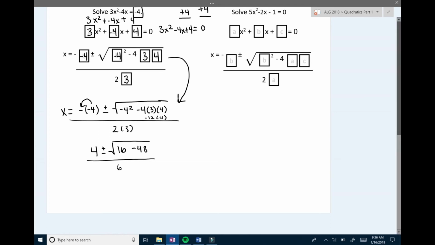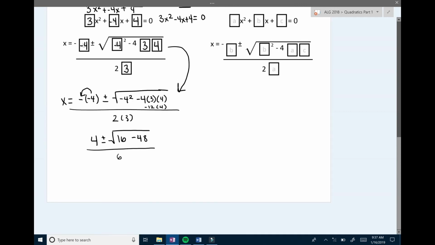So let's just reiterate what we did. We had a negative 4 at the top. I did negative times a negative is a positive. Negative 4 times negative 4 is positive 16. Then I did 4 times 3. 4 times 3 is 12. And then negative 12 times 4 is negative 48. Okay? All right, let's continue. So 4 plus or minus the square root. So what's 16 minus 48? Well, that's negative 32. So I'm going to rewrite this plus or minus the radical of negative 32 over 6.